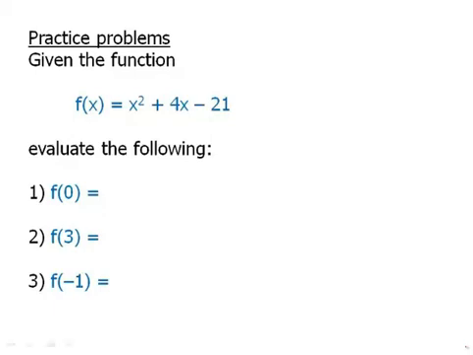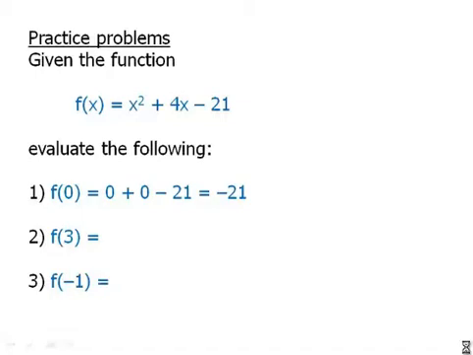Here's some practice problems. Given this function, evaluate the following. You can pause the video and then we'll talk about these. Okay, so when we plug in x equals 0, then of course the first two terms is 0. We just get the negative 21, so that's going to be negative 21. F of 0 has an output of negative 21.